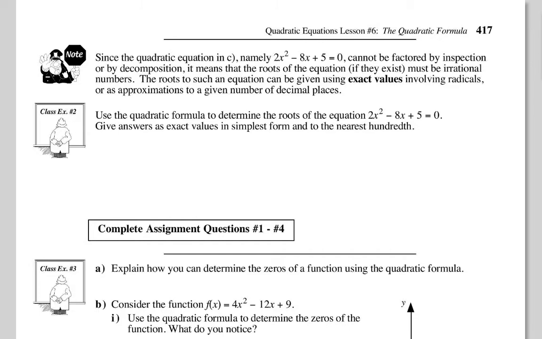Okay, let's do class example 2. So I want you to take a look at the wording that they're using here. So the language that they're using, I want you to highlight this. Exact value, and then nearest hundredth. Okay, and the exact value has to be in the simplest form, so I'll explain that when it comes. So you have two things.